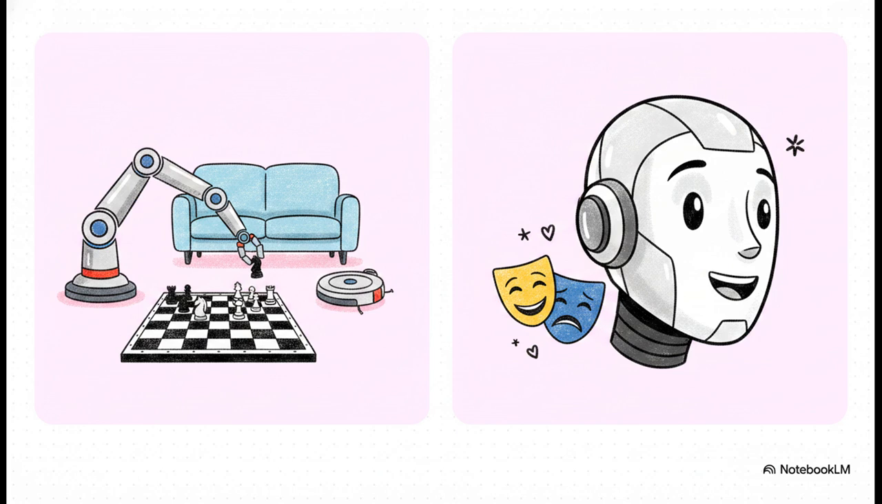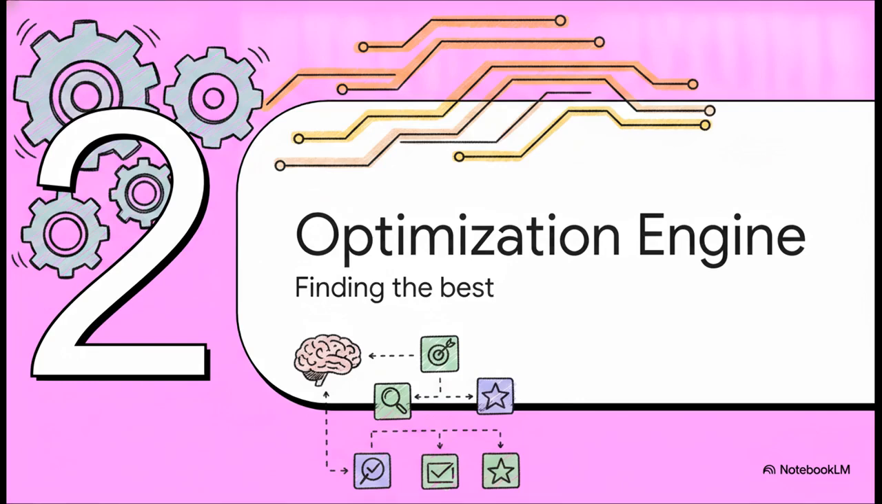But then we have rational agents. And these agents, they really don't care about acting human at all. They are completely driven by the goal of maximizing their performance on one specific task. That could be winning a world-class game of chess or just navigating a robot vacuum around your living room couch. For this explainer, we're going to focus squarely on these rational agents. Section 2. The engine. Optimization.